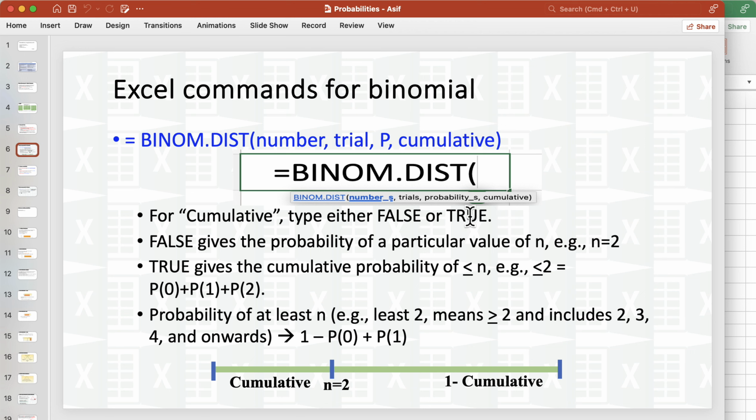And on the other hand, if you want to calculate the probability on this side, on the right tail, that will be 1 minus cumulative, because this whole total is equal to 1, and 1 minus cumulative will give the probability from this point to this point.